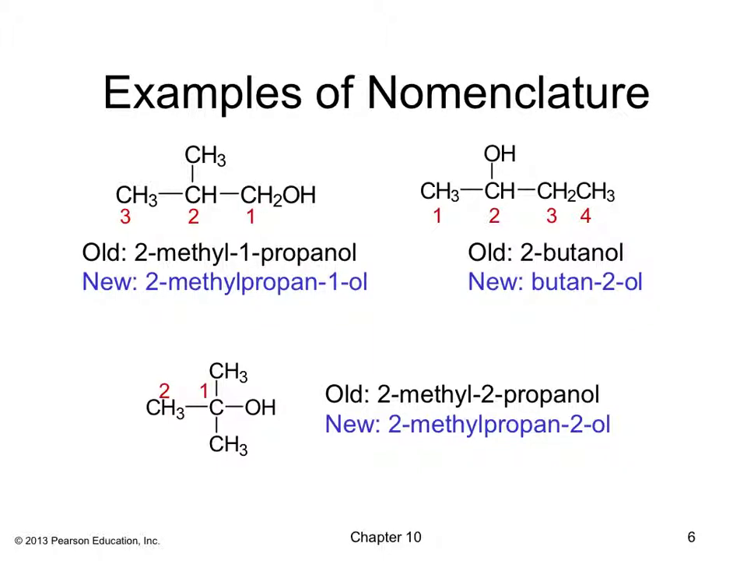Here's 1, 2, 3, propanol, right? It's at the 2 position, it's 2-methyl-1-propanol, or the new convention, meaning 2-methylpropan-1-ol. Here's 2-butanol, right? This is 1, 2, 3, 4. The 2 position, butan-2-ol. And 1, 2, 3. So this is 1, this is 2, and this is 3. So it's 2-methyl-2-propanol, or 2-methylpropan-2-ol.